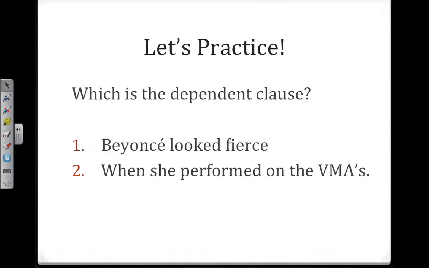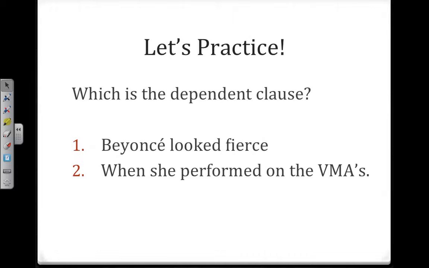So what you'll do now is you will go through and you will identify which of the clauses here is the dependent or independent clause. Notice that I am asking for different identifications each time. Pause the video now and go through the practice on your own. Once you have finished the practice, resume the video.